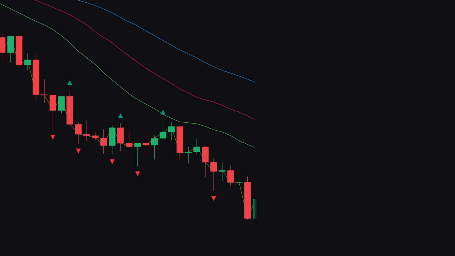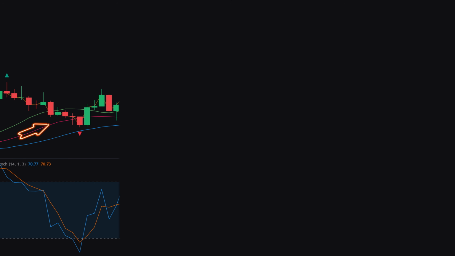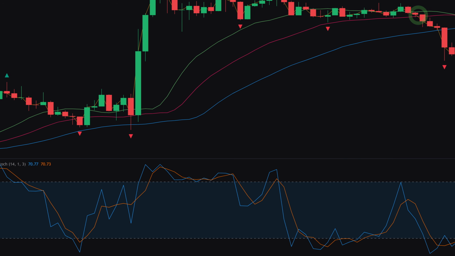Close the trade when price reaches the alligator's middle line. Example: the market is in an uptrend, a bottom fractal forms, and the stochastic RSI is oversold. Enter a buy trade. When price reaches the alligator's middle line, close the position and take profit.